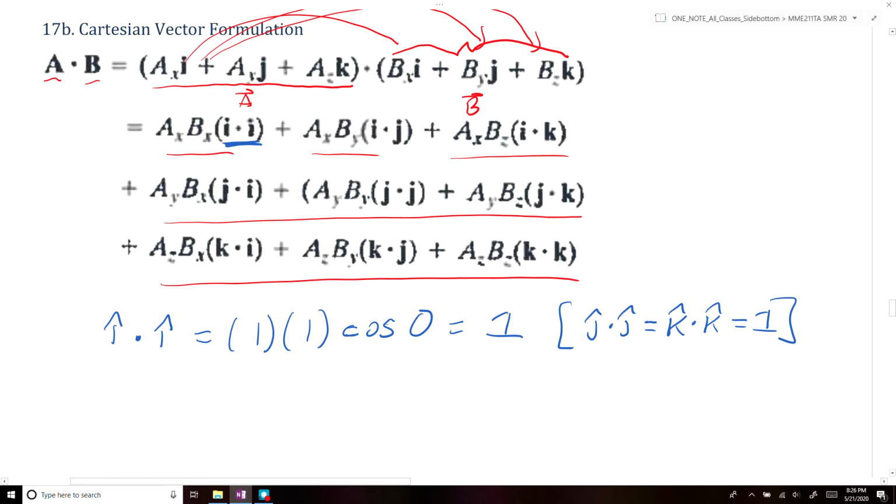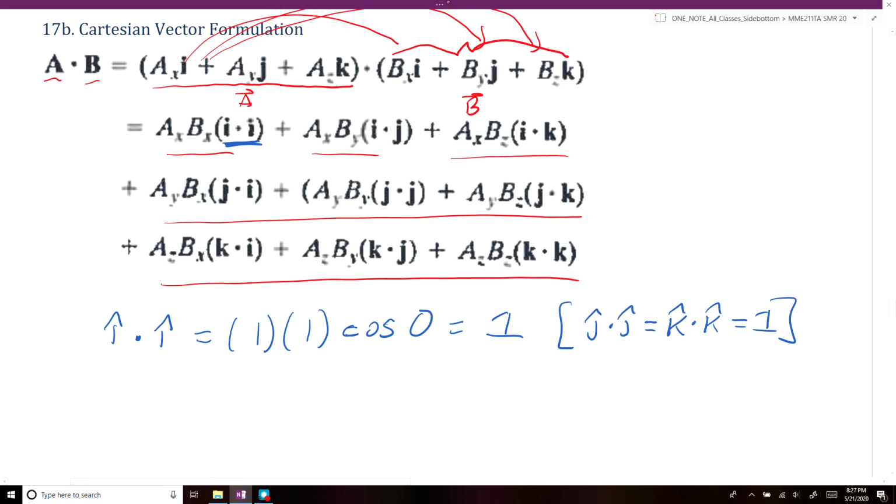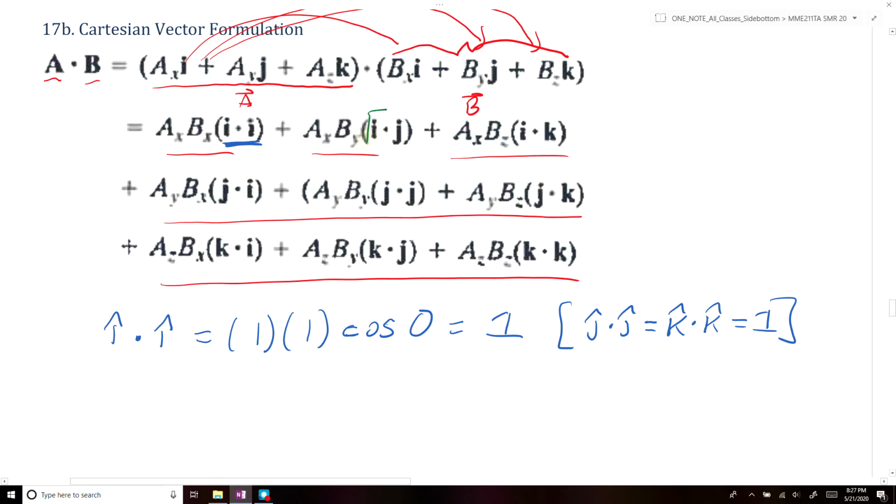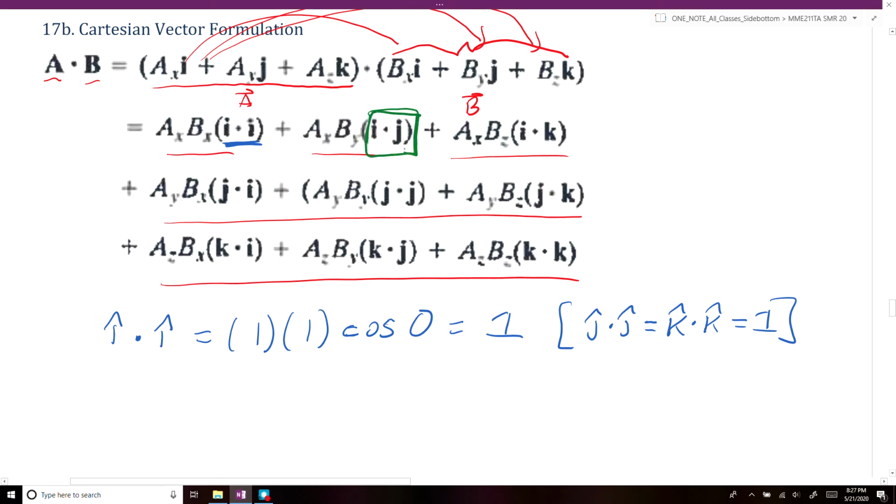Now let's look at another of the terms we've written out here, I dot J. The dot product of I and J is equal to the magnitude of I, which is 1, times the magnitude of unit vector J, which is 1, times the cosine of the angle between I and J, which is 90 degrees. The cosine of 90 degrees is equal to 0, so the dot product between I and J is equal to 0.